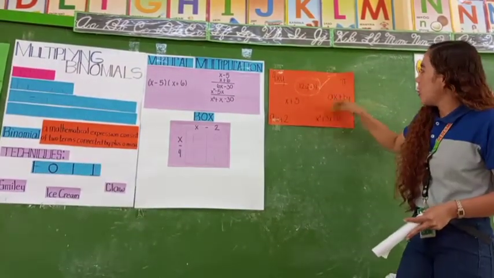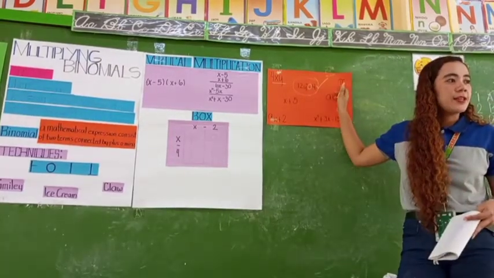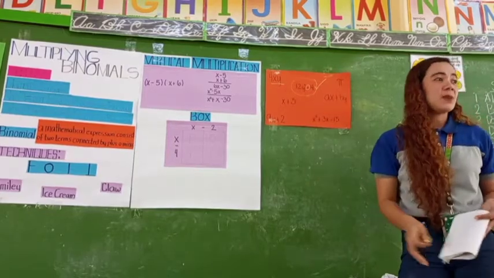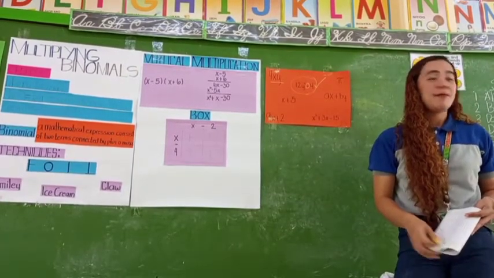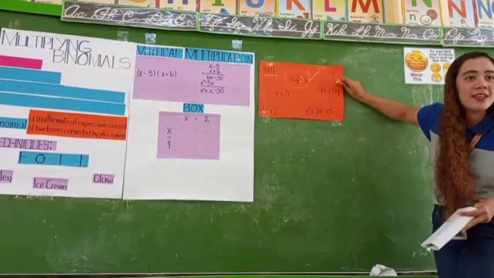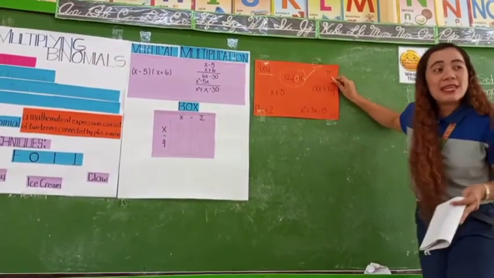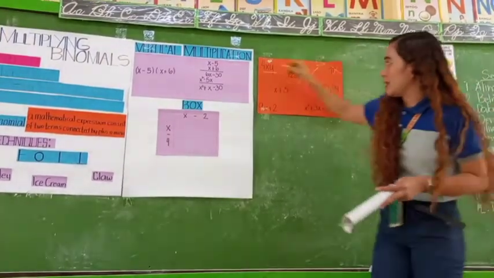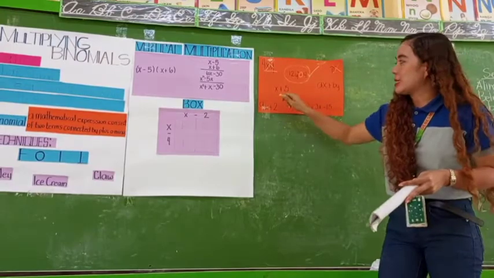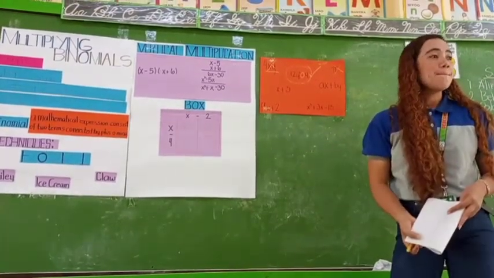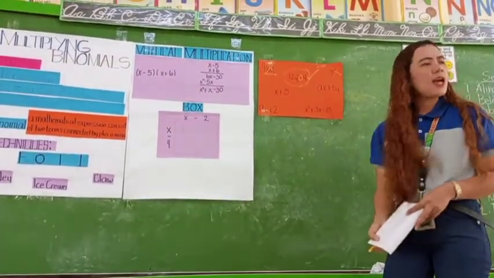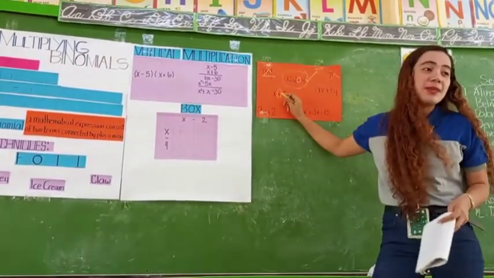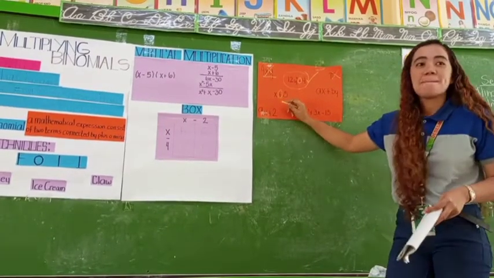Yes, it is correct. How about pi? Is this a binomial? Is it connected by a plus or minus sign? Do you see a plus or minus sign here? None. It means this is not a binomial. The same goes for this one. How about this, x plus 5? Is it connected by a plus or minus sign? Where? Plus? Here. Here, teacher, is the plus. So, it means it is a binomial.